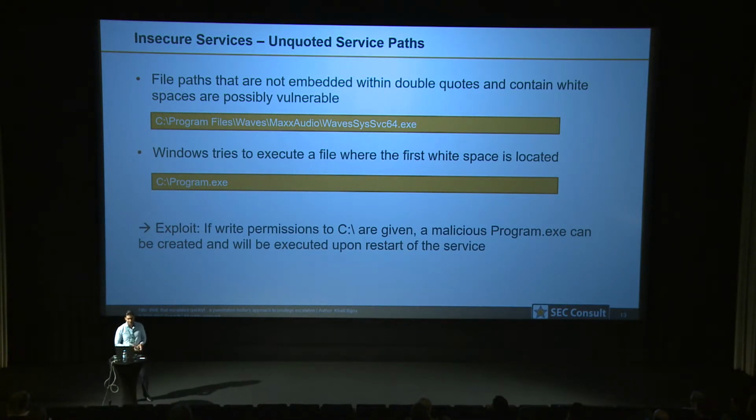As an example, so that we understand it, we have C:\Program Files, and here we have a white space, \Waves\MaxxAudio\WavesSysSvc64.exe. Now, at the first white space, what does Windows do? It tries to execute program.exe. So for this attack, what we have to find is such an unquoted service path, and we need write permissions to the certain folder. In this case, it would be C:\. If we have write permissions to C:\, then we can place our own program.exe, and the next time this service is executed, our malicious file will be executed with the service's privileges. And yeah, this was actually the exploit that was shipped with every Dell laptop, I think, 1 year ago. And not only Dell had this problem, but also Lenovo with its ThinkPads.